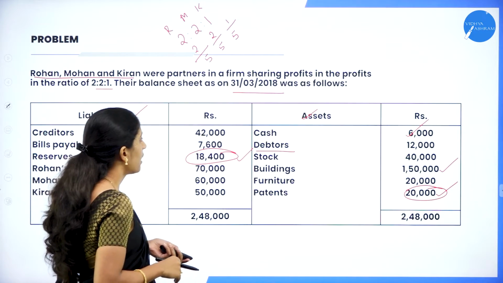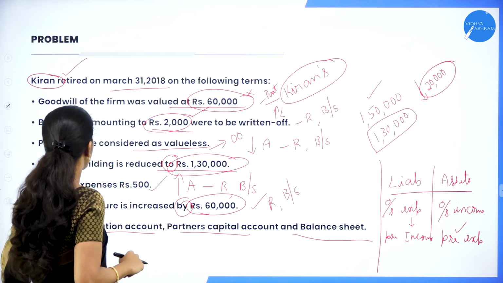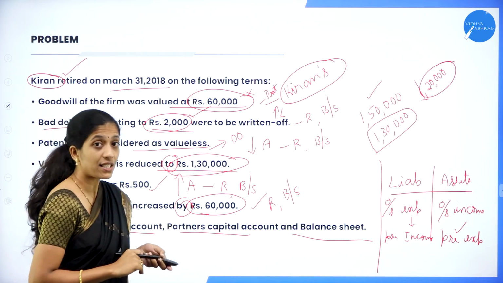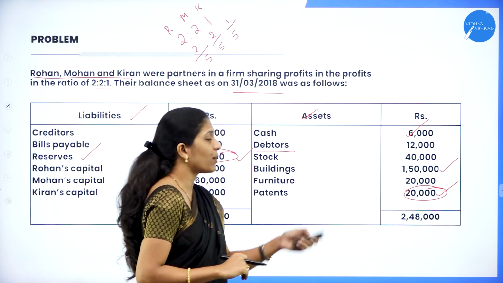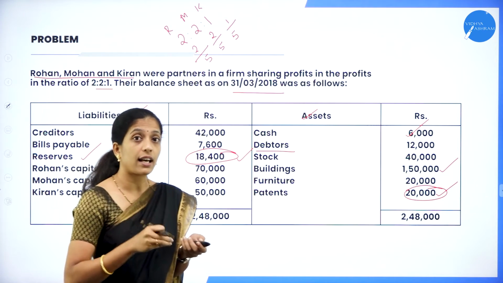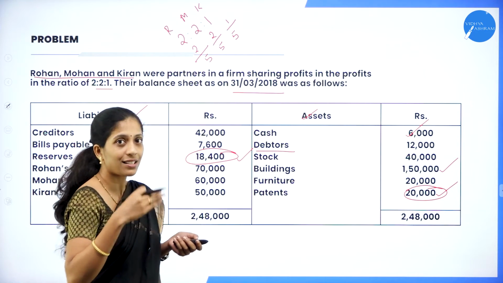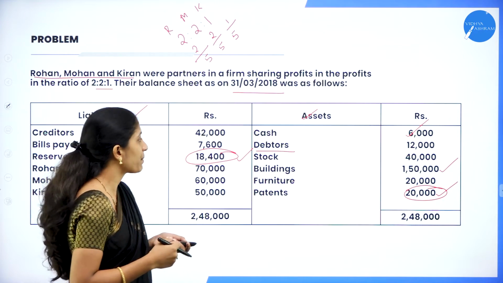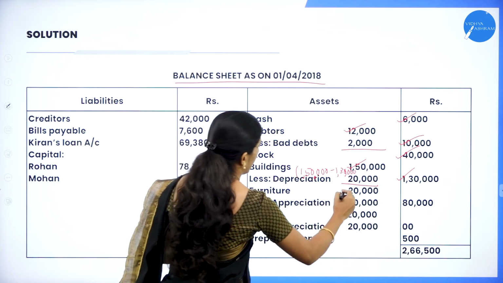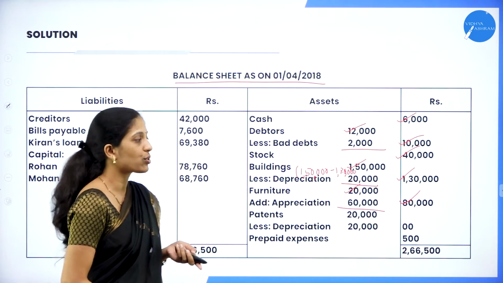And the next one is furniture, 20,000. But see whether there is any adjustment. Yes, there is a value of furniture which has been increased by rupees 60,000. So, furniture was 20,000. It has been increased by rupees 60,000. In the sense, the current value is 80,000. 20,000 plus 60,000. In the sense, the value of furniture has been appreciated. So, how to record? So, furniture 20,000, add appreciation 60,000, in the outer column 80,000.